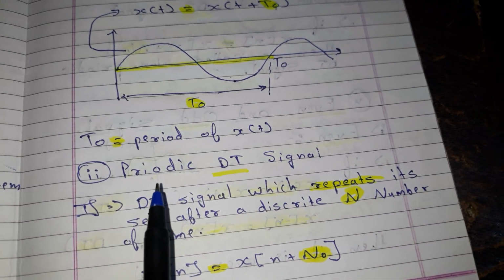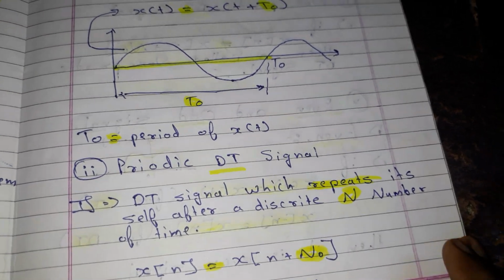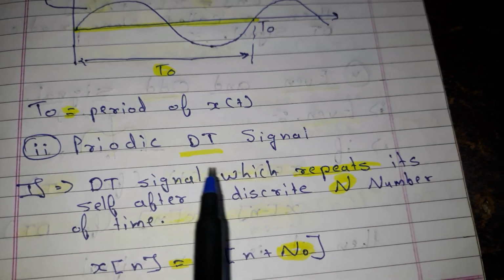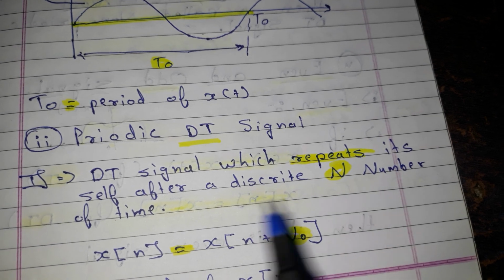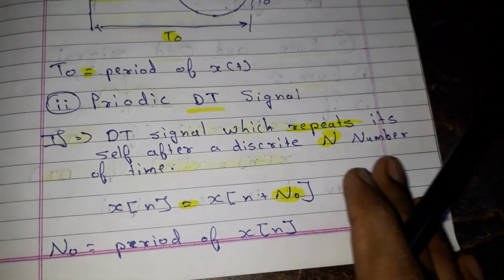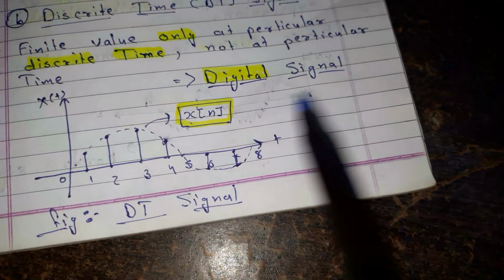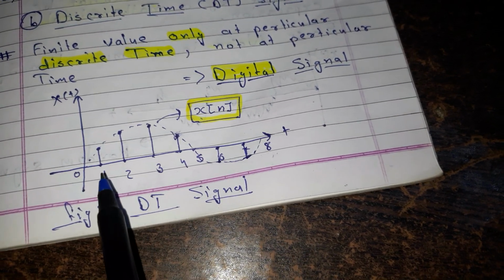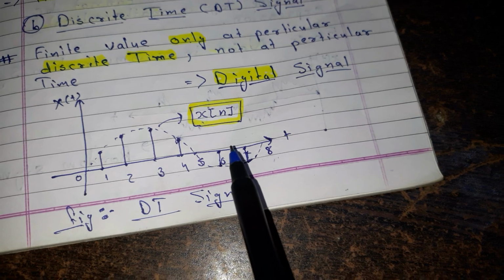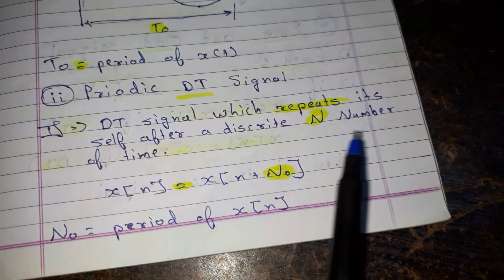The other one is the periodic discrete signal. So what is a periodic discrete signal? It is a signal which repeats after some discrete number of time. At a particular discrete time interval, this signal will repeat itself, and is called periodic in digital form.